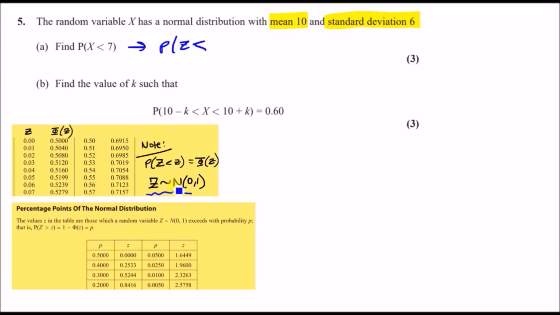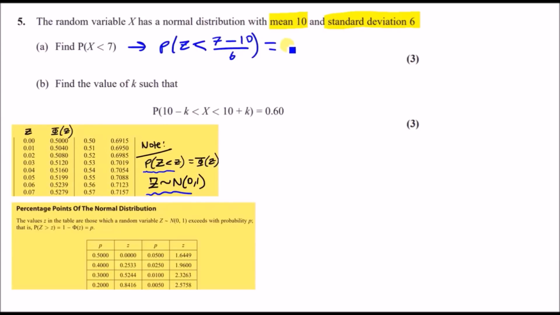And the second thing we need to know is that the questions always need to be solved in the less than form. Conveniently, our question is the less than form. So when we do it like that, we can jump in straight away. Now to convert x to z, it's always going to be the variable 7 minus the mean, which is 10, over the standard deviation, which is 6.